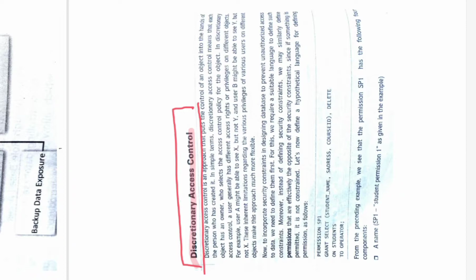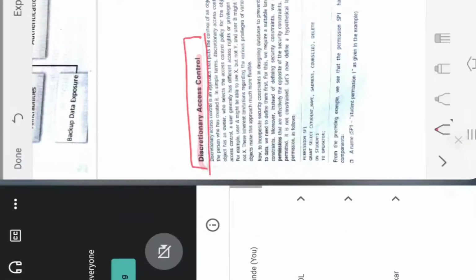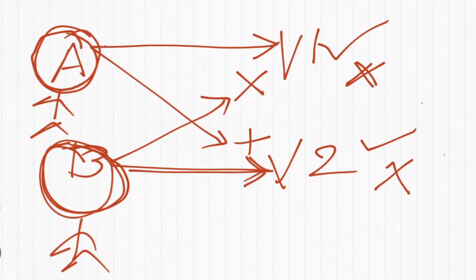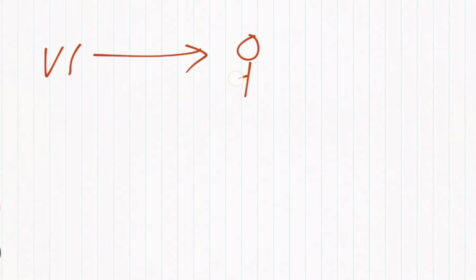First of all, what do you mean by discretionary access control? This discretionary access control is an approach which puts the control of an object into the hands of the person who has created it. Each object will have its own owner. For example, if I am having an object v1, this object v1 has its own owner. Suppose I name this owner a, right?